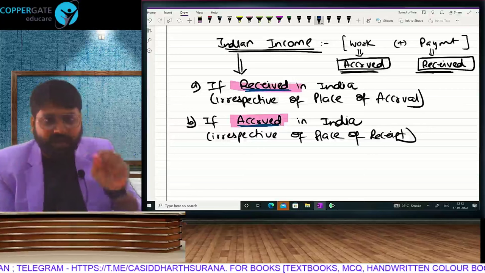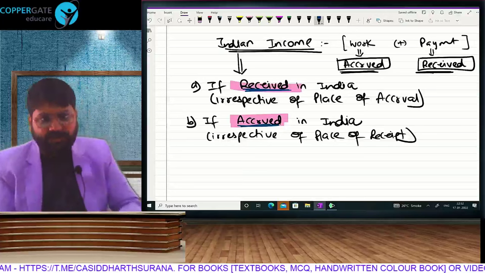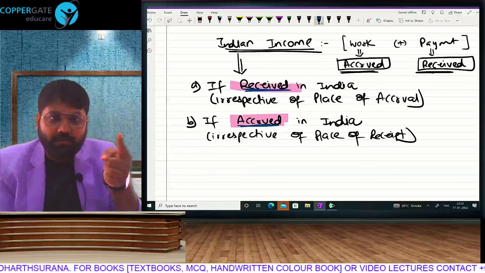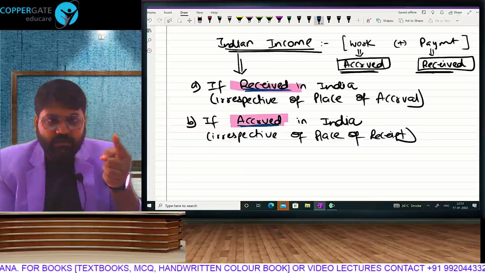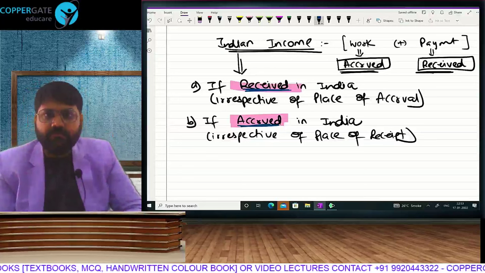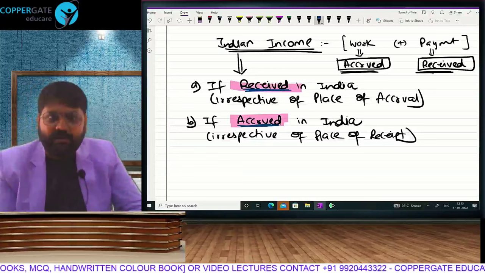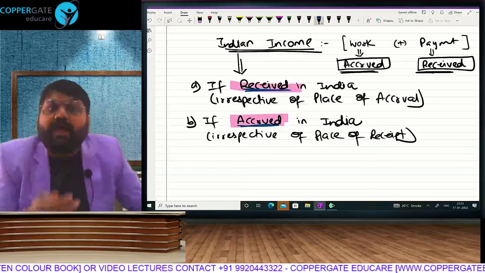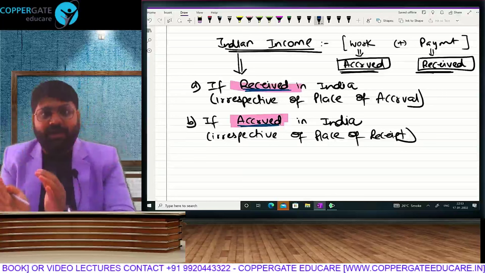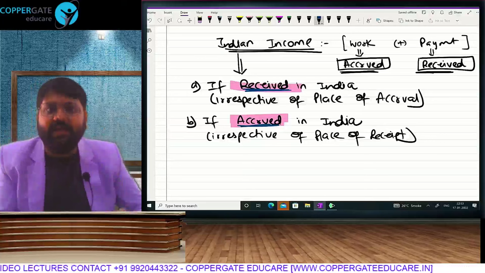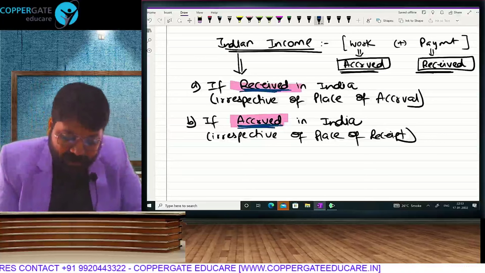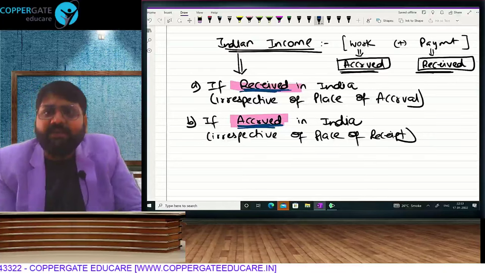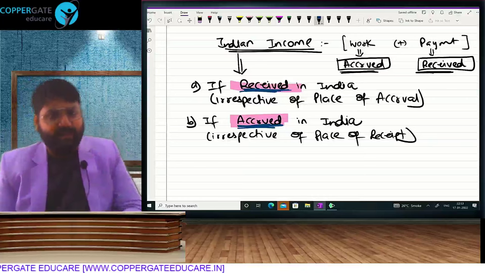You receive your money. To take an example of a salaried employee, you work for your office full month. That means, can I say your salary is becoming due? Salary is getting accrued? Yes. And then at the end of the month, you will get payment. That means, can I say you have received your salary? Yes. In any one of the two events happening in India, accrual happening in India, receipt is irrelevant. Receipt happening in India, accrual irrelevant. If any one of them happen in India, then the income will be treated as Indian income. And that means everyone has to pay tax, irrespective of residential status.